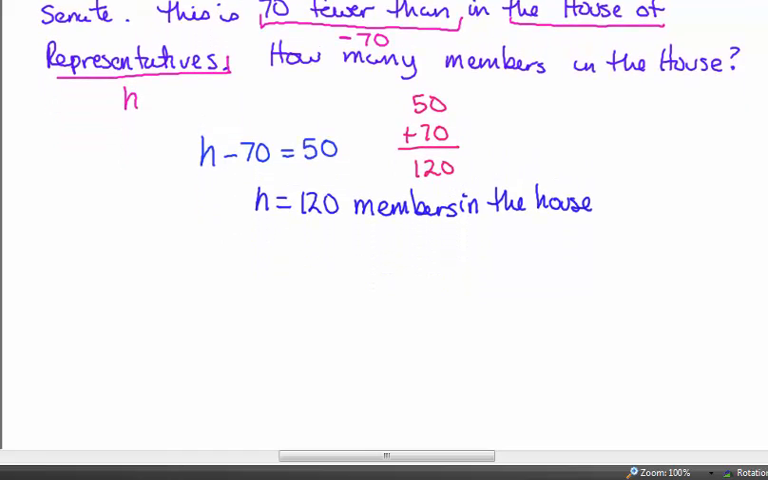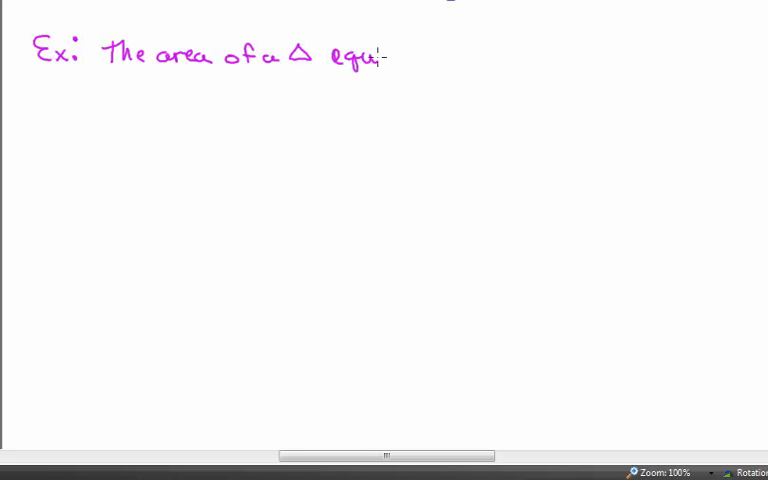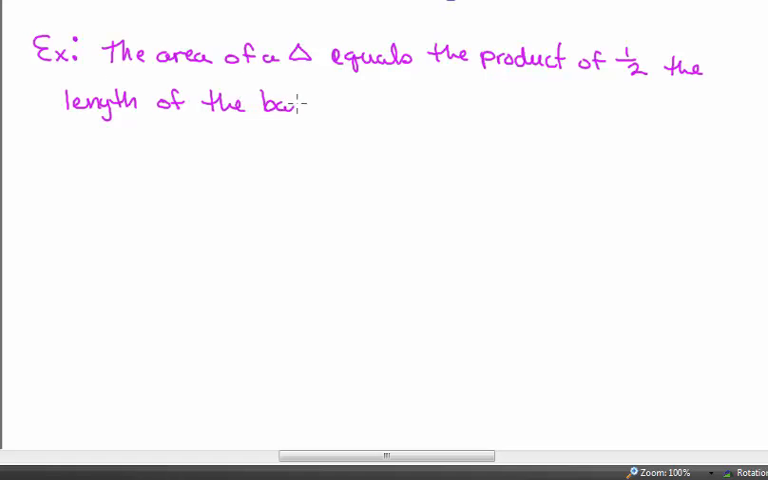Next thing we want to be able to do is to write formulas based on information given. So translate the sentence into a formula are the directions we're given, and the sentence is: the area of a triangle equals the product of 1/2 the length of the base and the height.